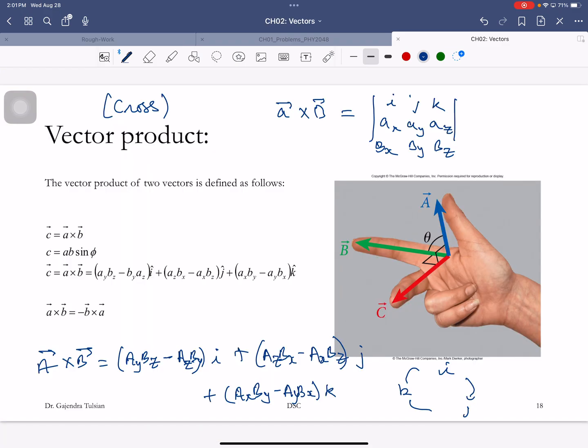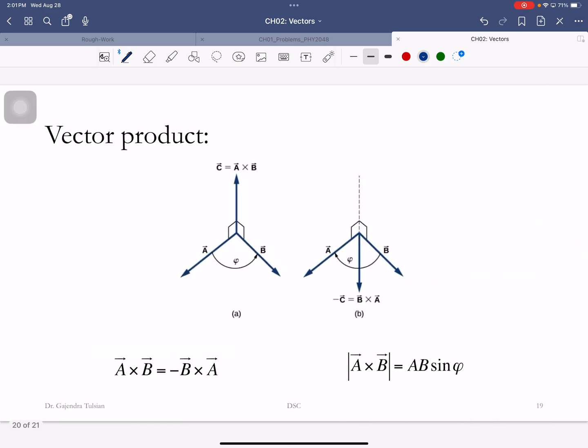All right, so you guys understand cross products? Now here's another property. 4 times 5 is the same as 5 times 4, but it turns out that the cross product is anti-commutative. A cross B is minus B cross A. A cross B is not the same as B cross A.